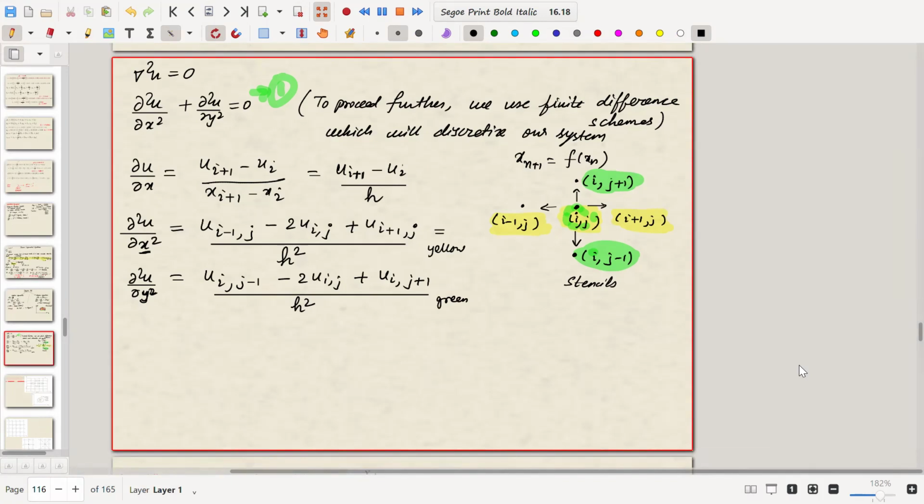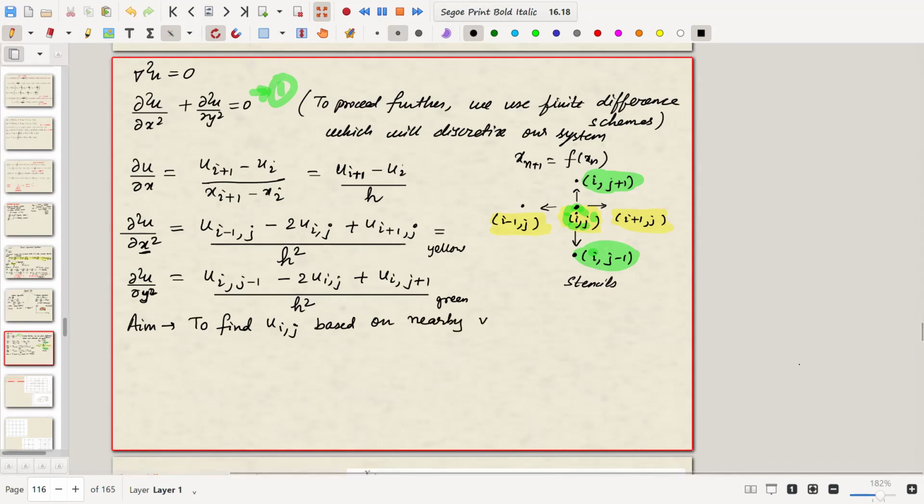What is your aim? Yeah, but what should be your aim? You are doing it, but what should be your aim? Our aim is to find u_i,j. What is our aim? Our aim is to find u_i,j based on nearby values, isn't it?